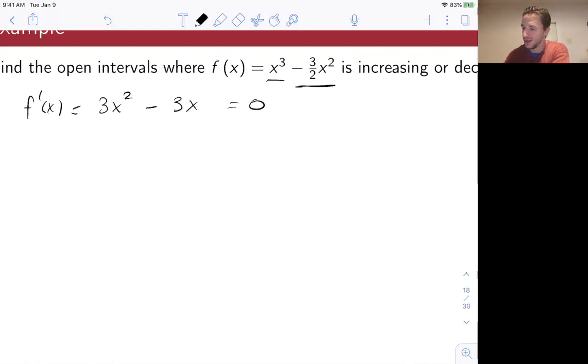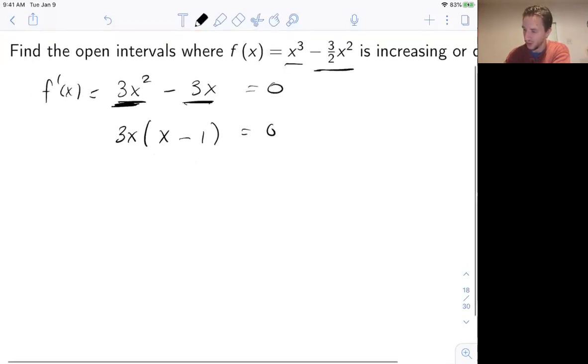So the left-hand side here, I can factor, right? Both of these have a 3x in common. So when I factor out 3x from this first term, I'm going to get just an x, right? I'll be left with an x there. And then when I factor the 3x out from here, I'm just going to be left with a -1. Okay. So what are my critical numbers then?